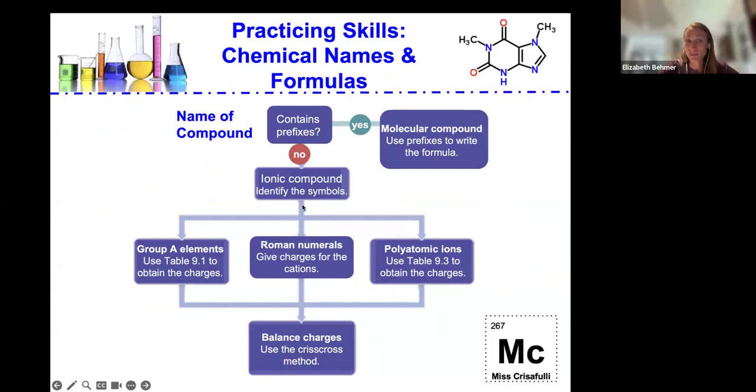You identify the symbols. You look at table 9.1 to obtain the charges if you're working with group A elements. You use Roman numerals given the charges for the cations. And if it's a polyatomic ion, you use table 9.3 in your textbook to obtain the charges. And then you'll balance the charges by using the crisscross method, where they go to the opposite element.